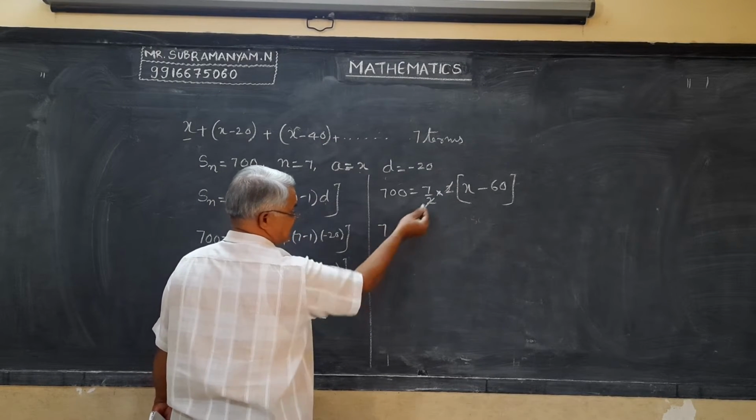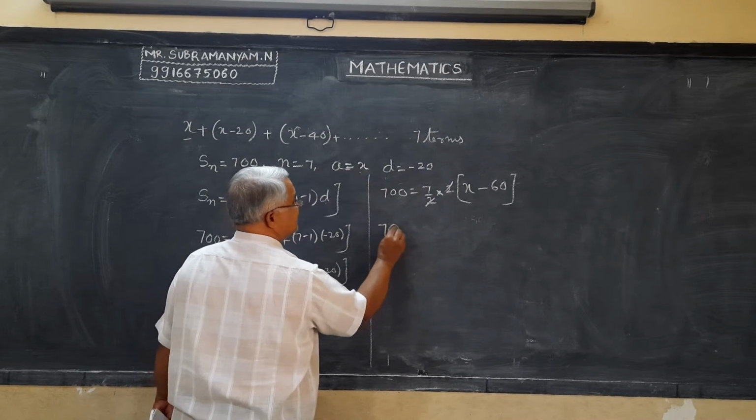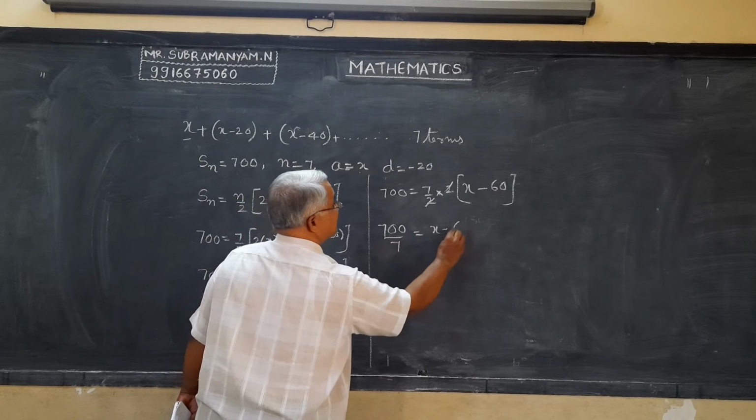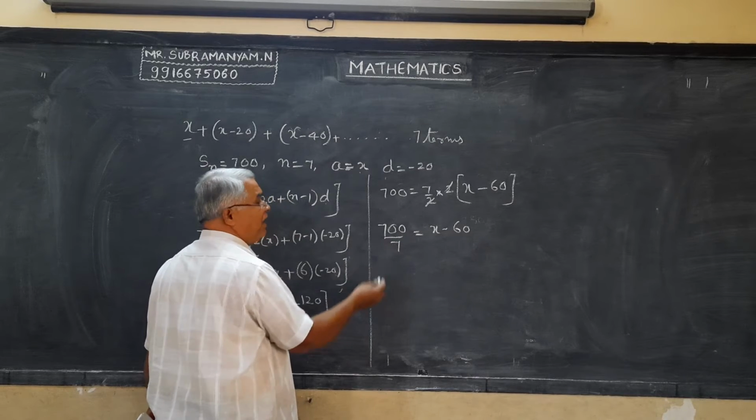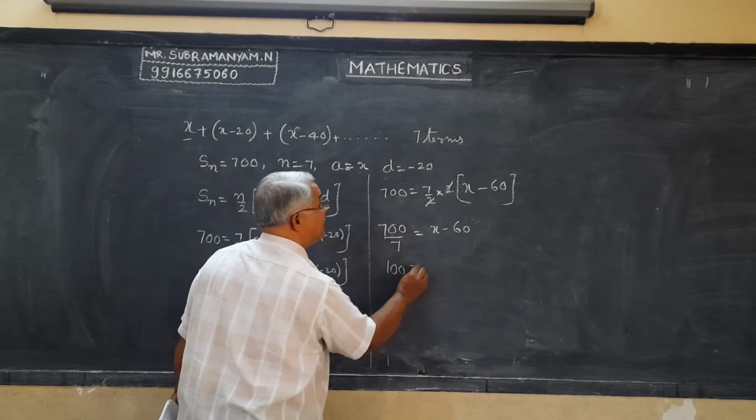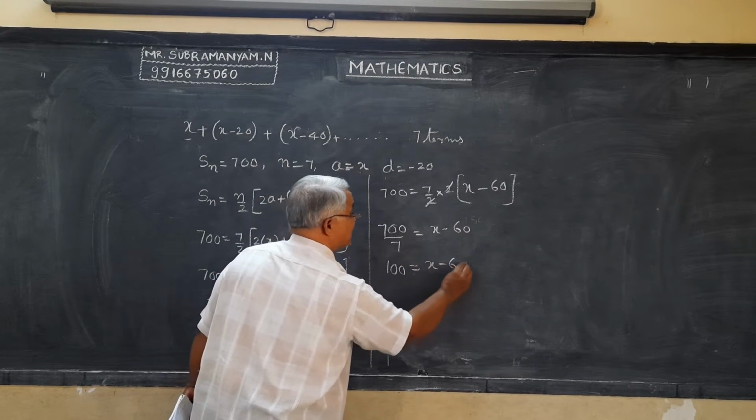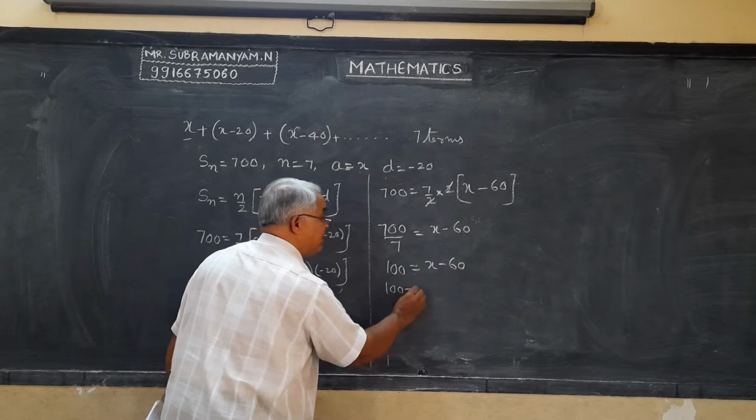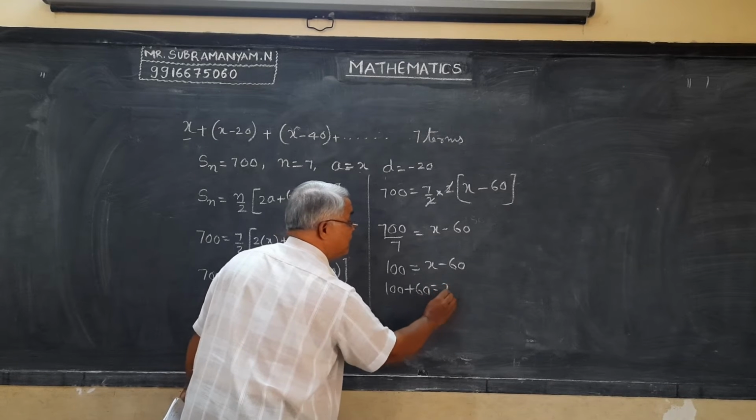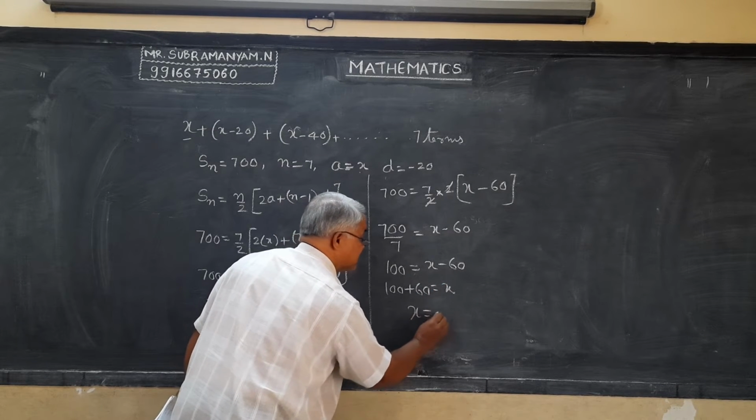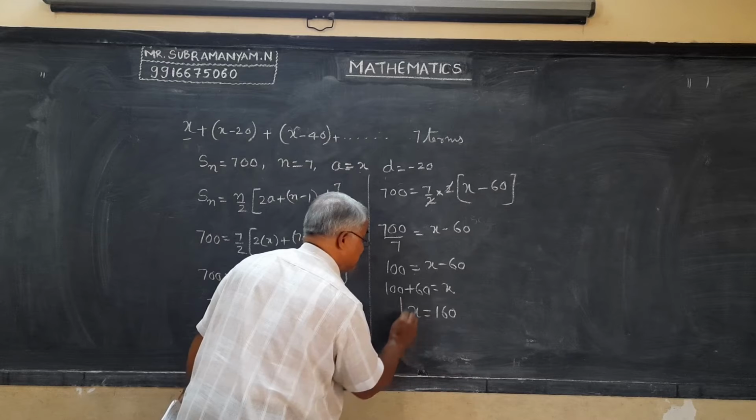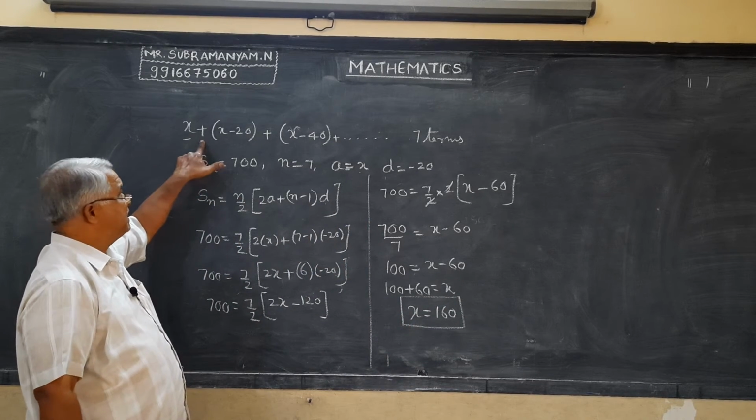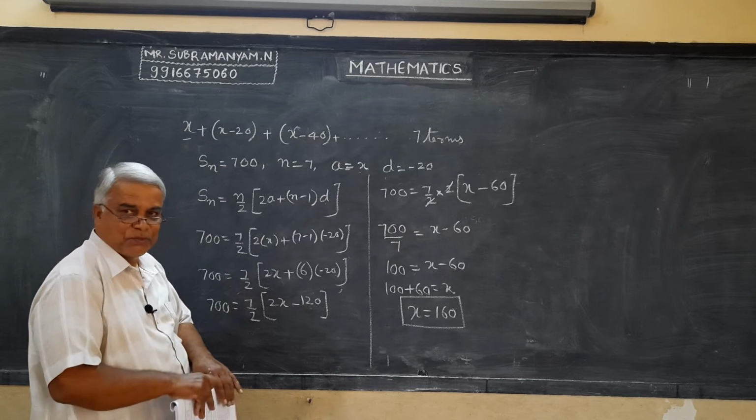Now we transfer 7 to the left hand side. 700 by 7 equal to x minus 60. When we divide it, we get 100 equal to x minus 60. Transfer minus 60: 100 plus 60 equal to x. That means x equal to 160 rupees. X means what? First price. First price is 160 rupees.